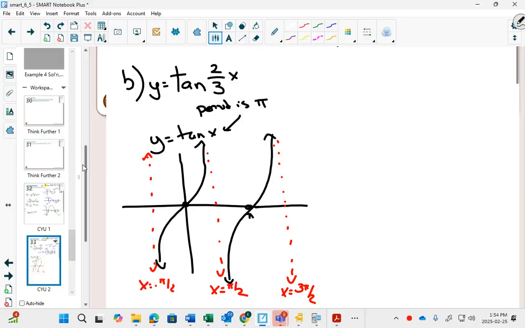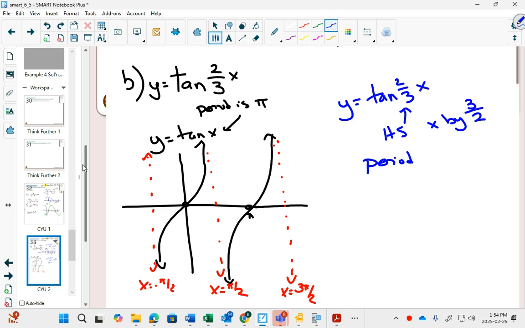X's are liars. So when I'm going to graph in blue y equals tan of 2/3 x, this is a horizontal stretch, because you would multiply x by 3 over 2. And if the period was pi, and you stretched it, does it make sense that your new period is going to be 3 pi over 2? I just took my previous period, and now I've stretched it by multiplying by 3 over 2. It's going to be 3 pi over 2.